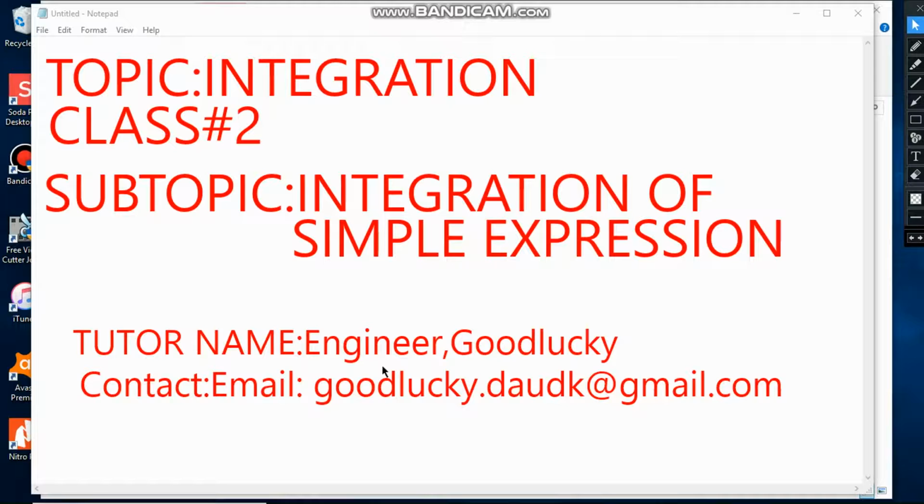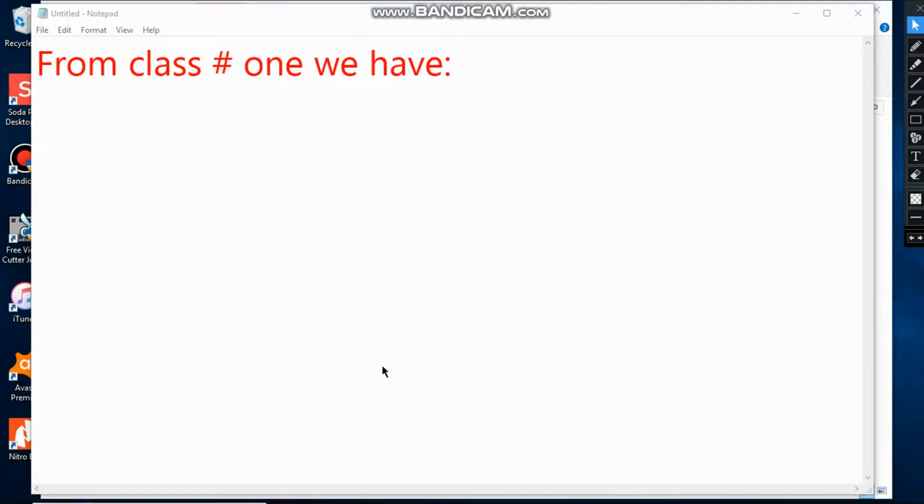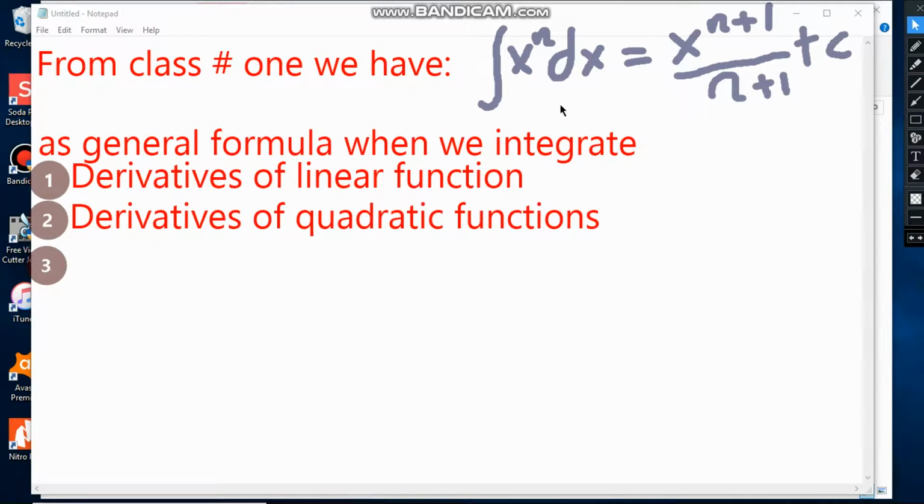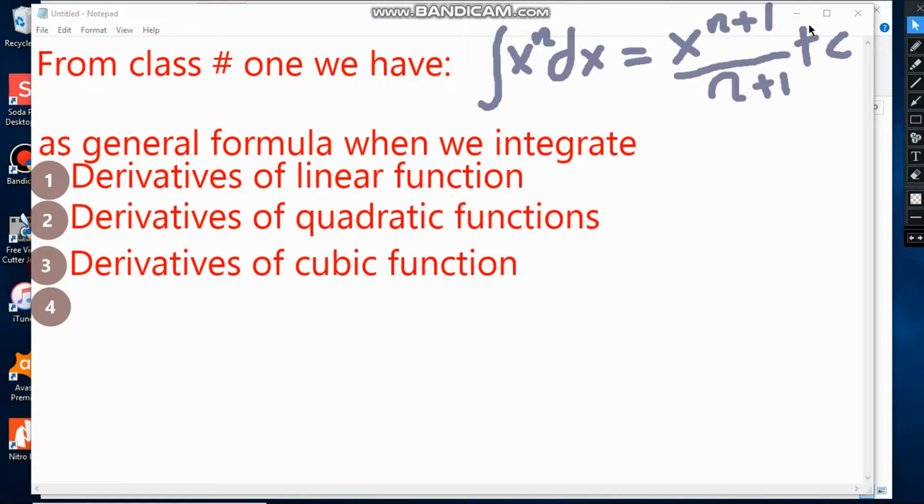So you're welcome. From class number 1, we have the general formula of integration. I talked too much about this in class number 1, so let's continue. So this general formula of integration is useful in the following types of functions.